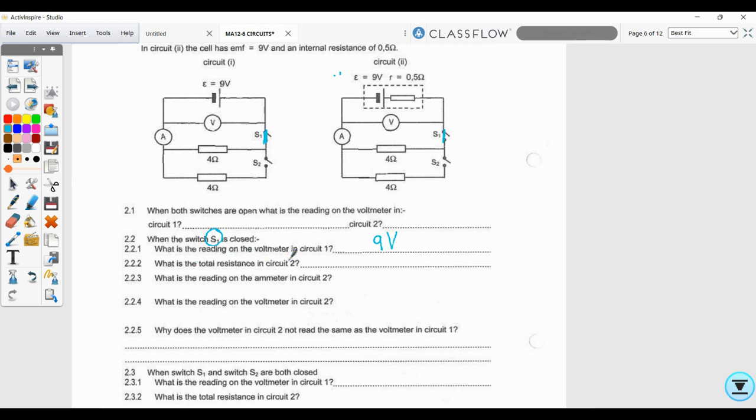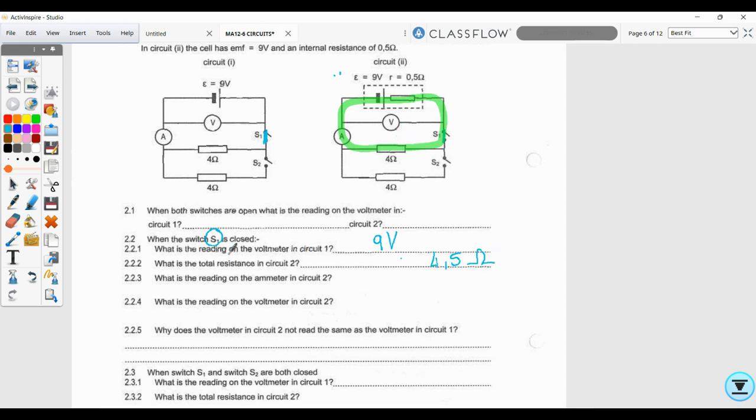Then they say, what is the total resistance in circuit 2? So in circuit 2, let's see what is there. Now that switch is closed. So this is our circuit that we have. The other switch is still open. So we have just that series circuit, with the 4 ohms and the 0.5 ohms. What is the total resistance in this circuit? The 0.5. Oh, sorry, 4.5. So it's 4.5 ohms in that circuit.